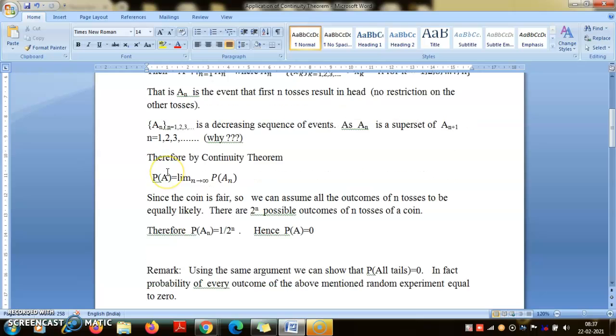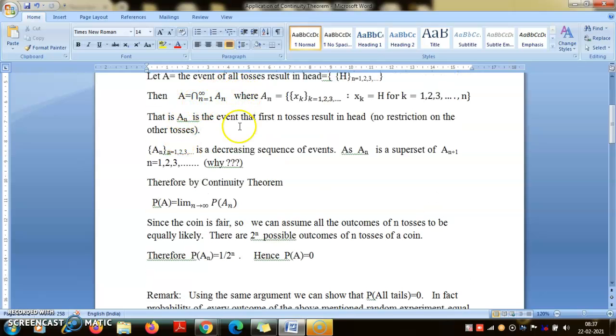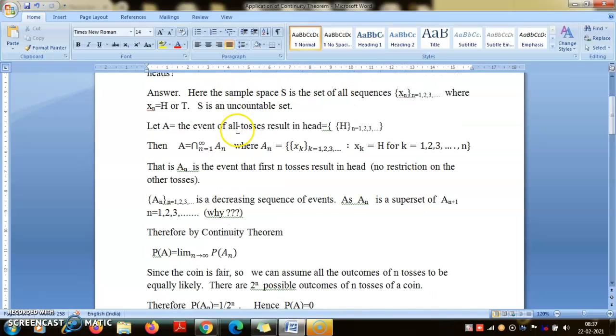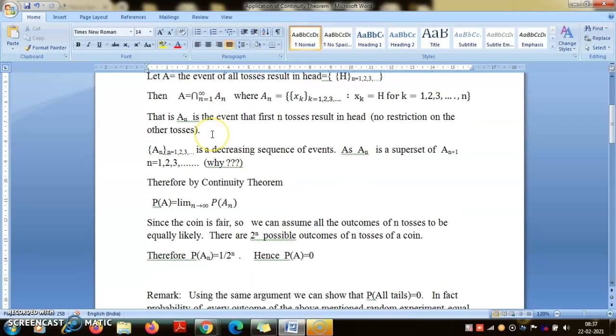Now by the continuity theorem, this is where the continuity theorem comes into play. Since the event is the intersection of a sequence of decreasing events An, the probability of the intersection is the limit as n tends to infinity of the probability of An. Now what is An? An is an event concerning the outcomes of the first n tosses of a fair coin. So I am saying this is a fair coin.